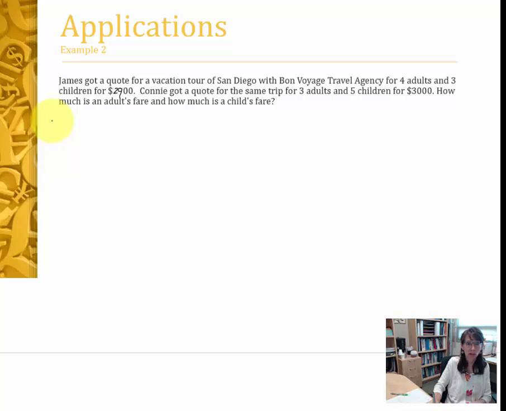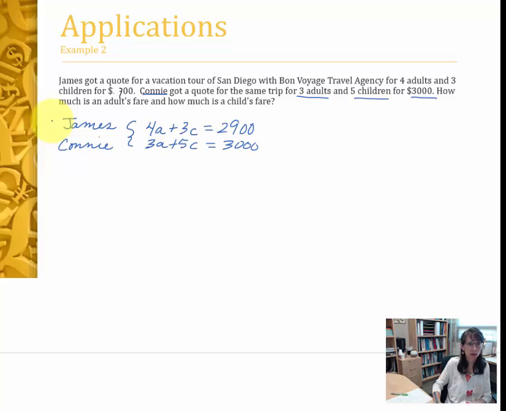In our last example, we have James, who got a quote from Vacation Tour of San Diego with Bon Voyage Travel Agency for 4 adults and 3 children for $2,900. James is going to buy 4 adult tickets and 3 children's tickets for $2,900. Our other person here, Connie, got a quote for the same trip for 3 adult and 5 children tickets for a total of $3,000. So Connie's buying 3 adult tickets and 5 children's tickets for $3,000.